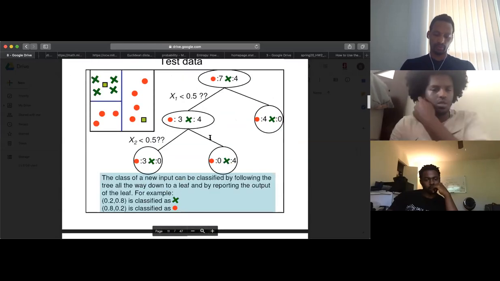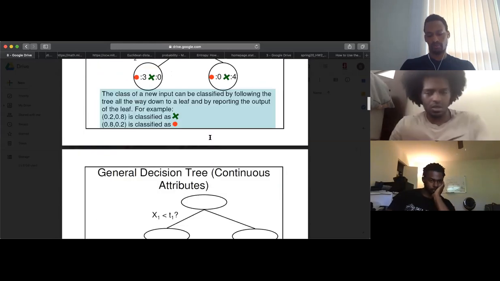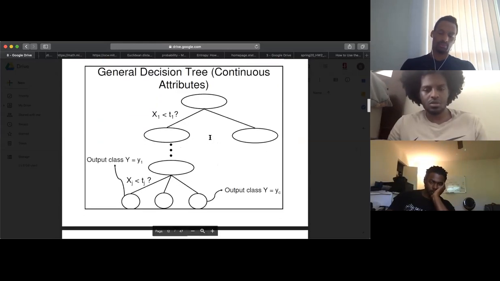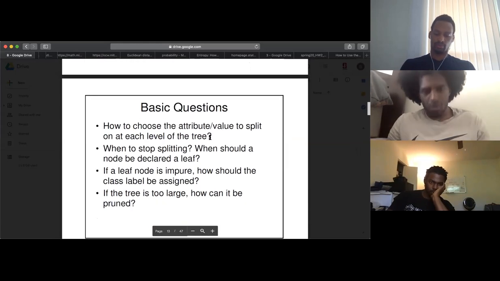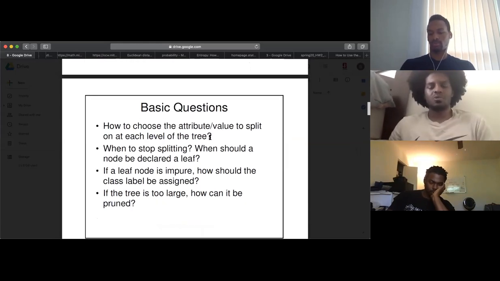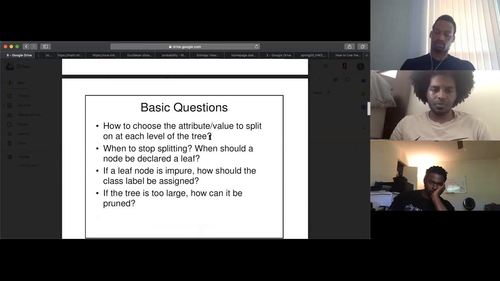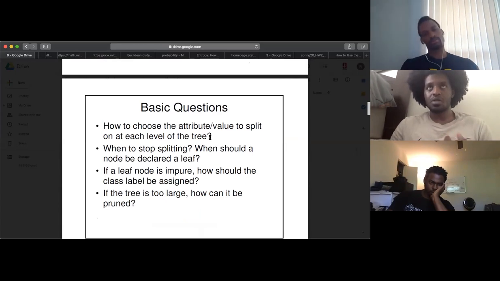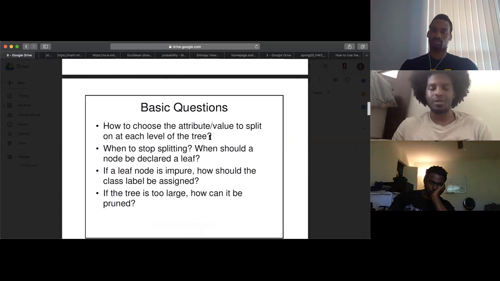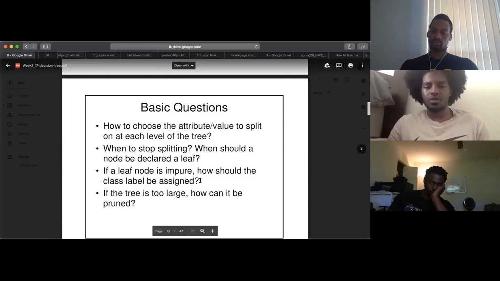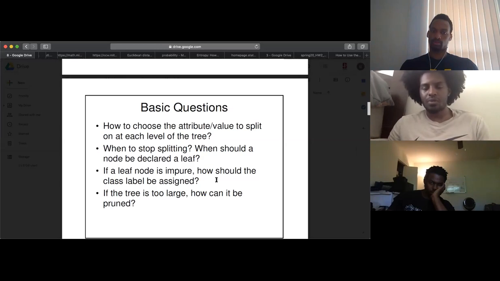So these are the continuous trees. But yeah, important questions to ask. How do you choose which attribute or value to split on at each level of the tree? And when do you stop splitting? Is it the case that every leaf should be a pure class? What do you do in this situation where a leaf is impure? How do you assign the class label? And if the tree is too large, how can it be pruned?